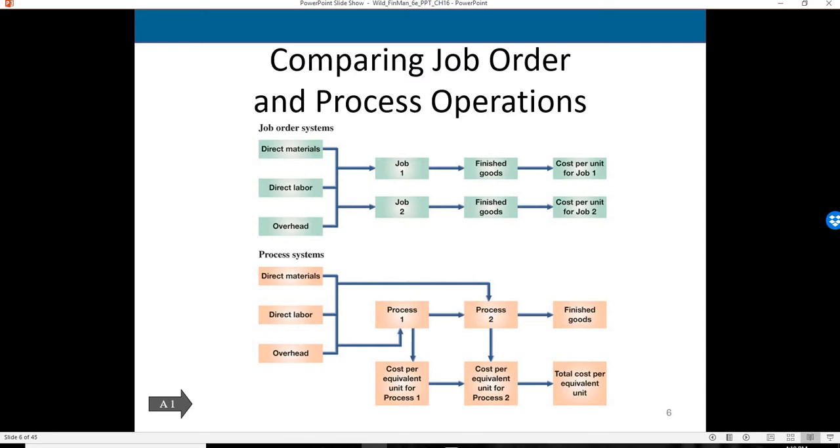So if you're making the M&Ms, process 1 might be mixing the chocolate, and process 2 might be the candy coating. You're not looking at individual units as you apply cost, but you're applying cost to process 1, process 2. We still want to know a cost per unit, and that's important. So we're going to talk about this thing called equivalent units, and we'll get into that.